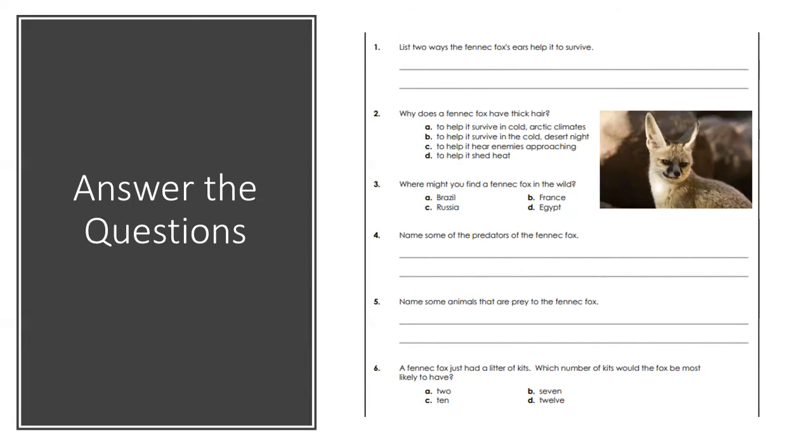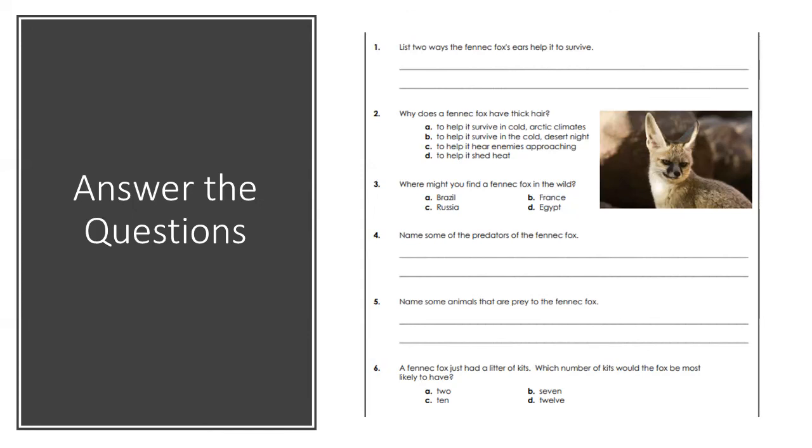Question number 4. Name some of the predators of the fennec fox. We have a list of a few predators. One of them is human. Find the rest of the predators. Number 5. Name some animals that are prey to the fennec fox. One of them is owl, insects, and bird eggs. Find a few more.